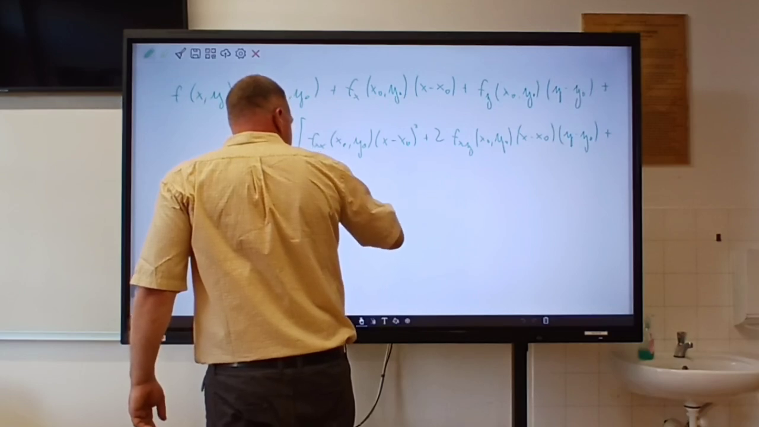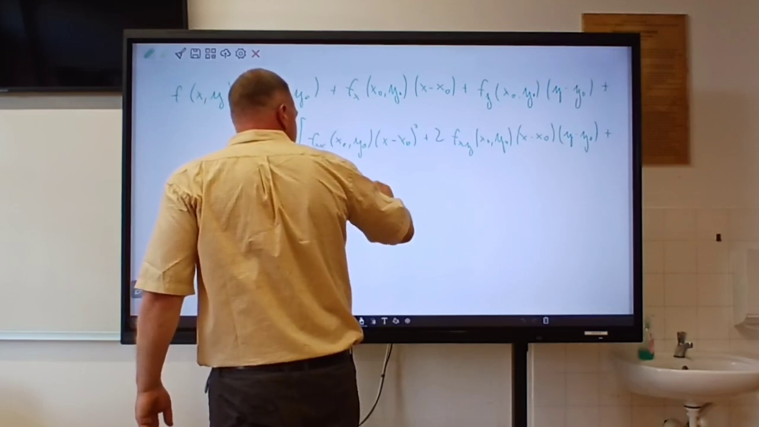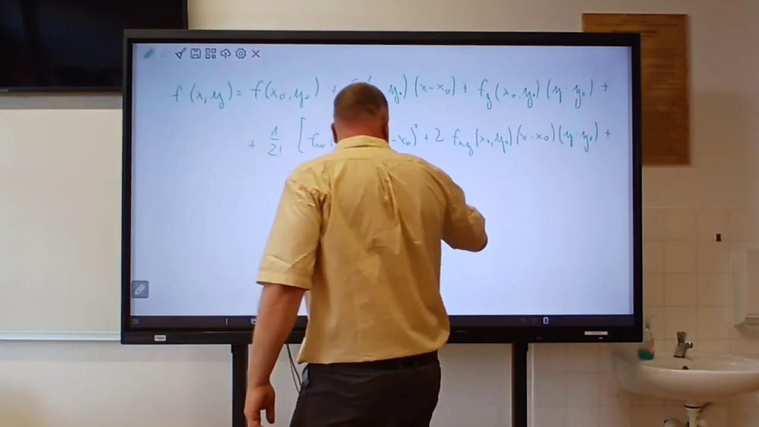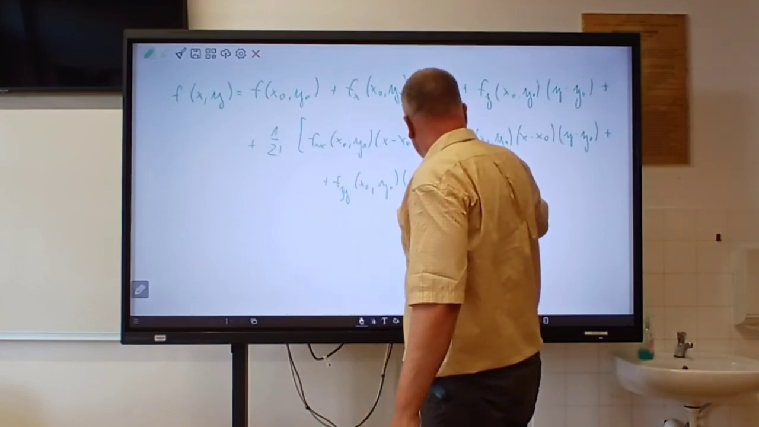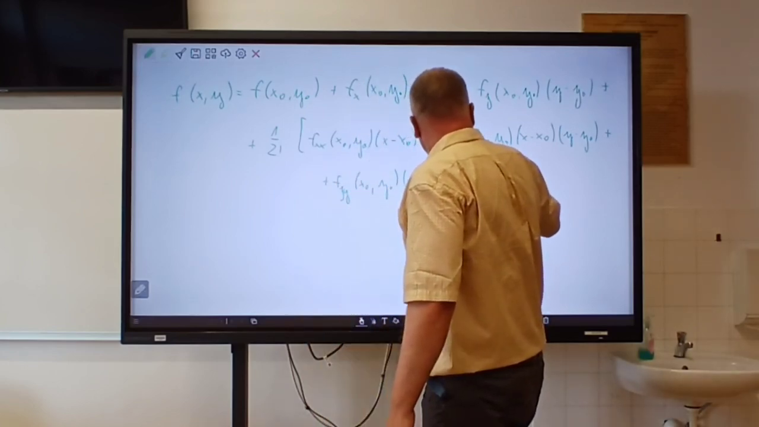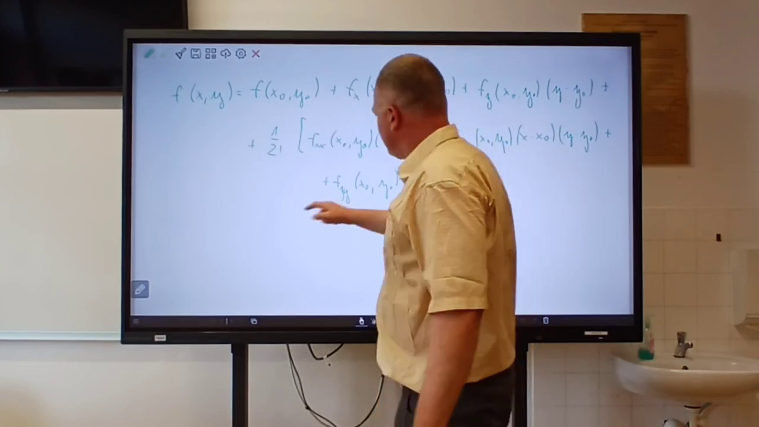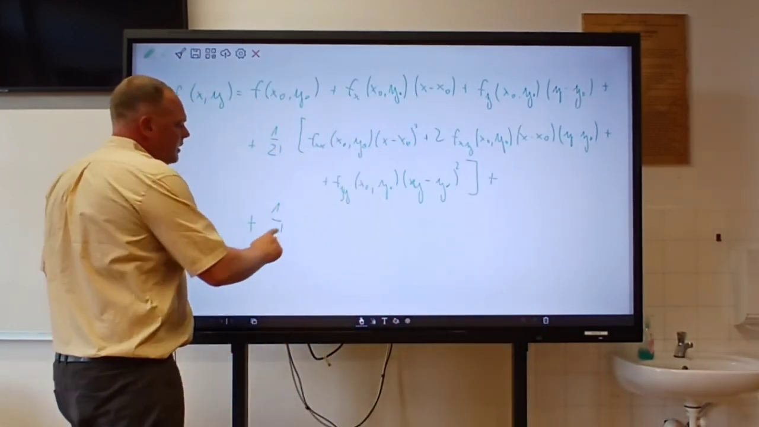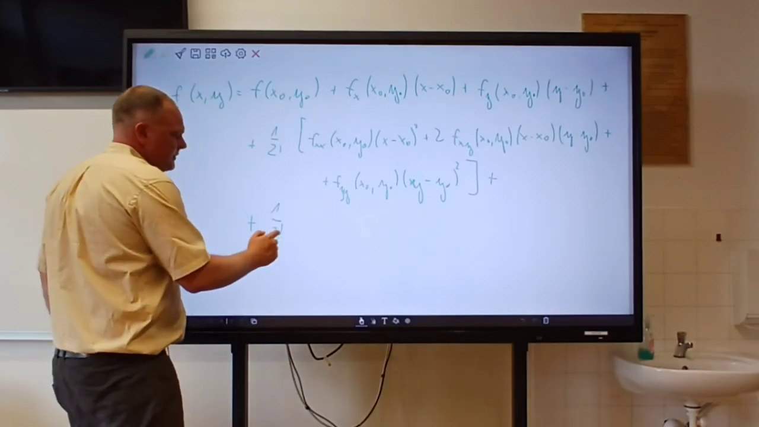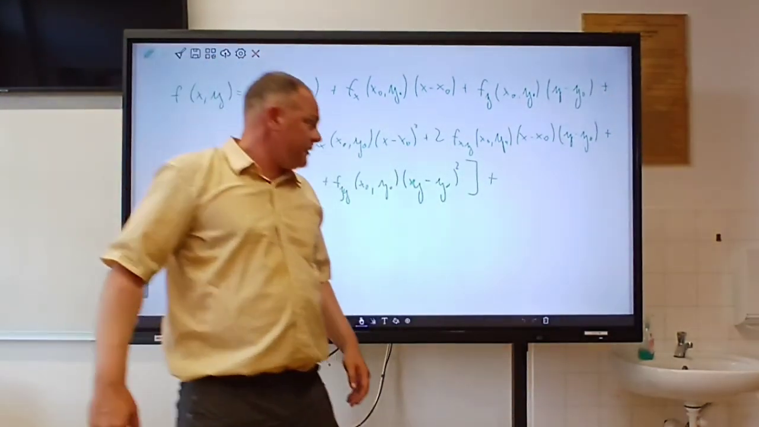f_yy at (x0, y0) times (y minus y0) squared, and then plus, and here 1 over 3 factorial, sorry, 3 factorial, which is 1/6, and so on.